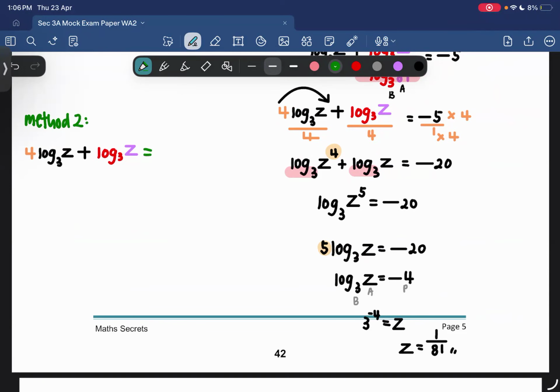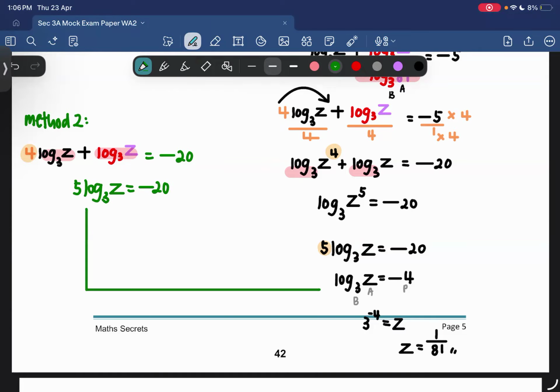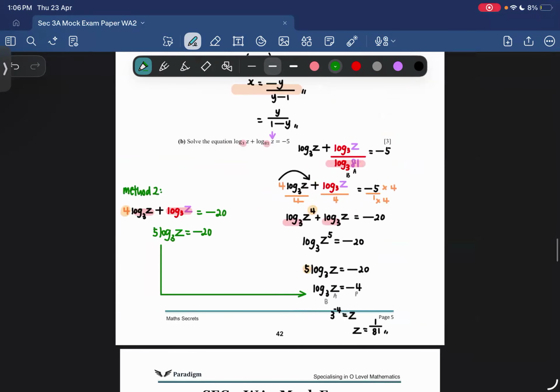Okay, so this part here is we already multiply, right? So this is -20, right? Okay, what I want you to understand, you see this is 4 sets of this plus 1 set of this. Means what? That means straight away is 5 sets already. Can see or not? So 5 sets of log 3 z equals to -20. So from here, right, straight away, you can come to here. You saw how much faster? So either way is fine. As long as you can get the final answer, we are good.